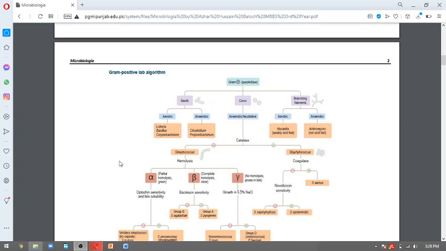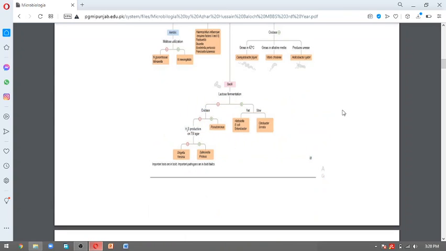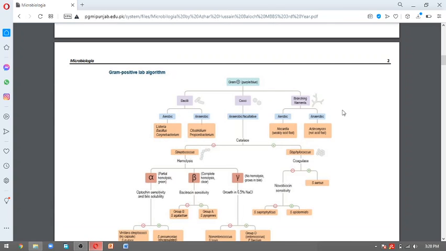We need to understand that in the gamma category, these organisms grow in bile and in NaCl with a concentration of 6.5%. So you can see these are organisms that can grow in NaCl as well as in bile. And these are group D enterococci. Okay, we will move on to the next category. This is partial hemolysis, or the alpha category. Next we will do the optochin sensitivity and bile solubility test.